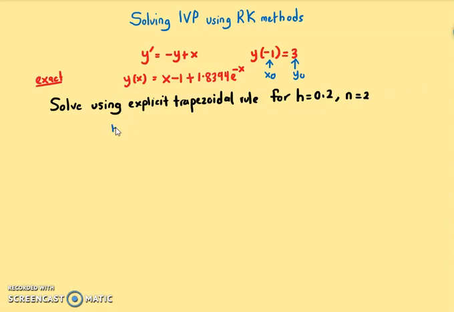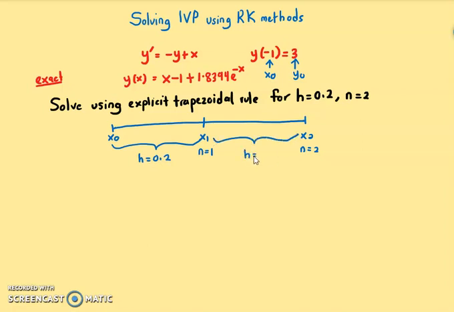If I draw the diagram, I'm just looking at x0, x1 and x2, which is n equals 1 and n equals 2. For each step, my step size h equals 0.2. For the first step, the initial y0 is given by 3. But we don't know y1 and y2. We know x1, because x1 equals x0 plus h, which is negative 1 plus 0.2, which is negative 0.8. And x2 is x1 plus h, which is negative 0.8 plus 0.2, which is negative 0.6.